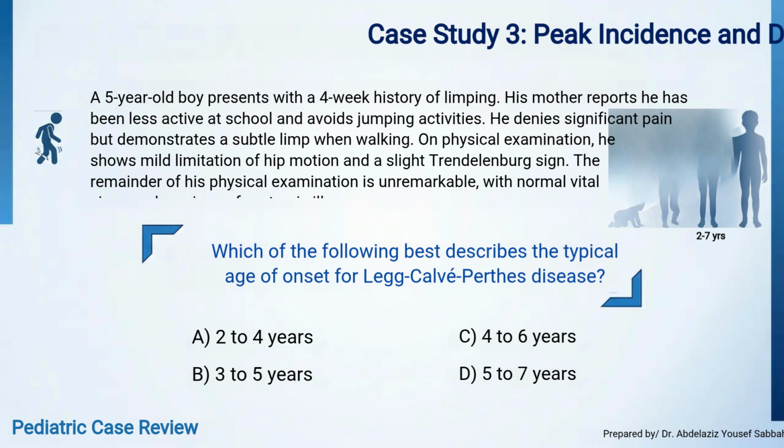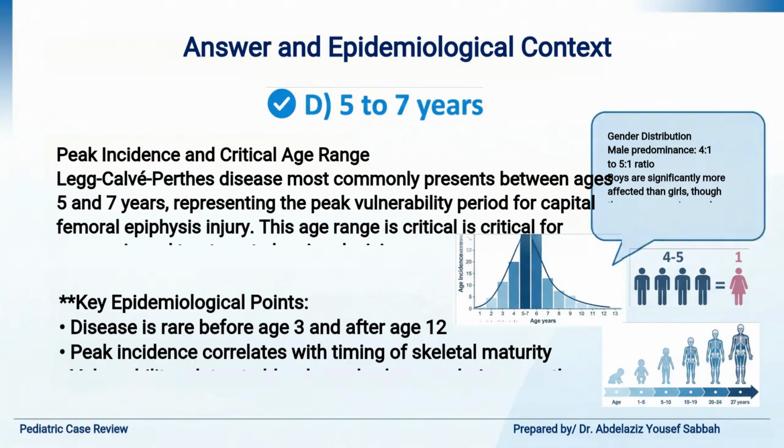Which of the following best describes the typical age of onset for Legg-Calvé-Perthes disease? Option A, 2 to 4 years. Option B, 3 to 5 years. Option C, 4 to 6 years. Option D, 5 to 7 years. The correct answer is Option D, 5 to 7 years. Legg-Calvé-Perthes disease most commonly presents between ages 5 and 7 years, representing the peak vulnerability period for capital femoral epiphysis injury. This age range is critical for prognosis and treatment planning decisions.